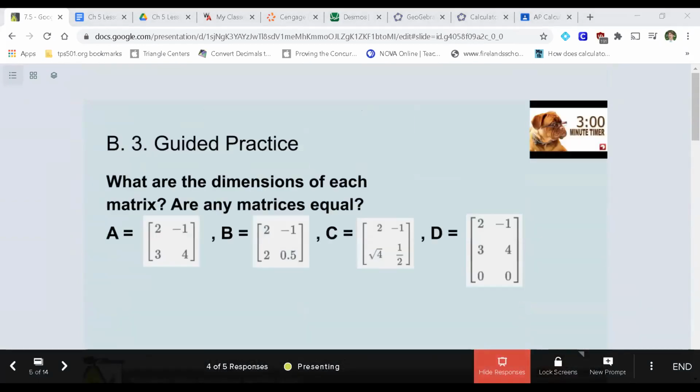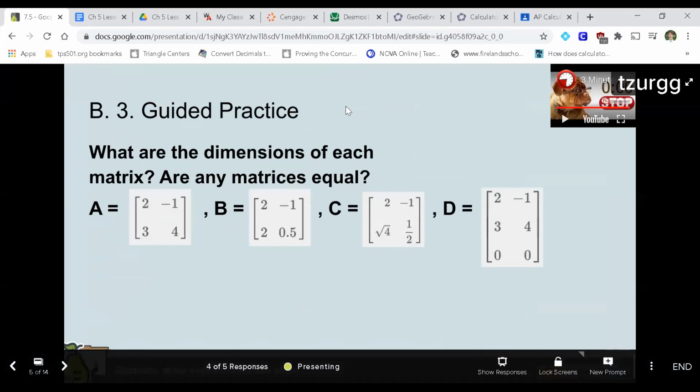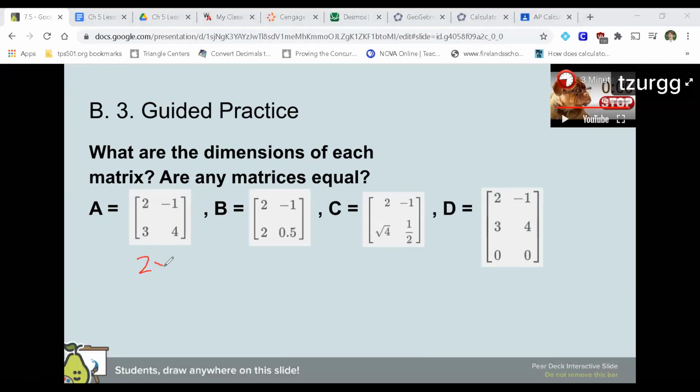Okay. So this first one has 2 rows and 2 columns. This is a 2 by 2. This one has 2 rows, 2 columns. So this is a 2 by 2. See, it has 2 rows, 2 columns. So it's a 2 by 2.